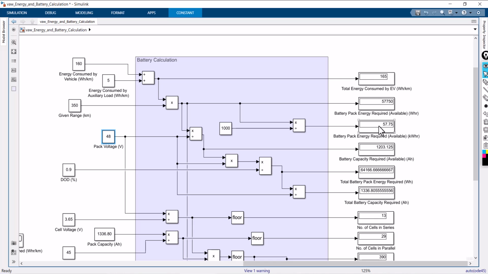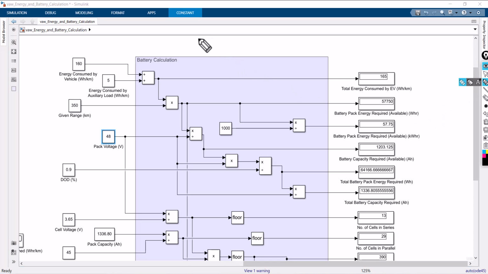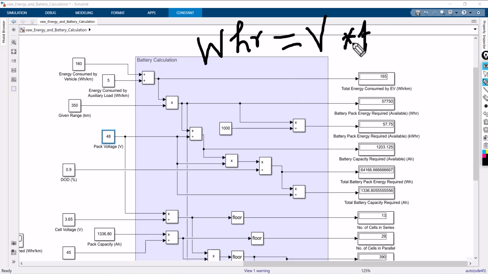Actually, it is in kilowatt hour. The next one is battery capacity. How to calculate battery capacity? We know that watt hour is equal to voltage into ampere hour. We know the watt hour and we know the voltage. Let's calculate the ampere hour. That is the capacity of the battery.